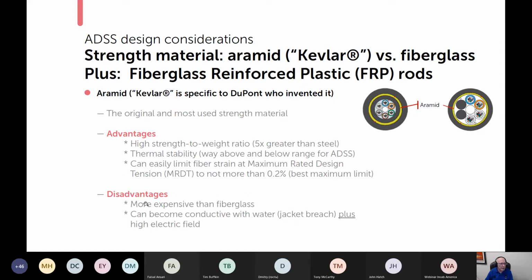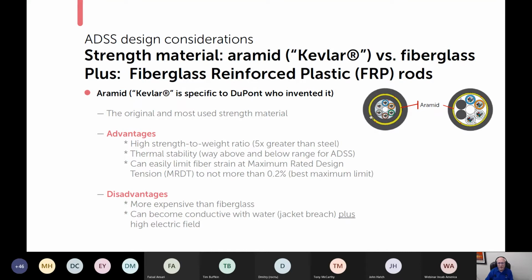Disadvantages of Kevlar or aramid is that it is more expensive than the other two options. It can also become conductive in the presence of water. So if you have a jacket breach and water is getting inside the cable, and you have an electric field, so you've got to have both, you can have some problems.